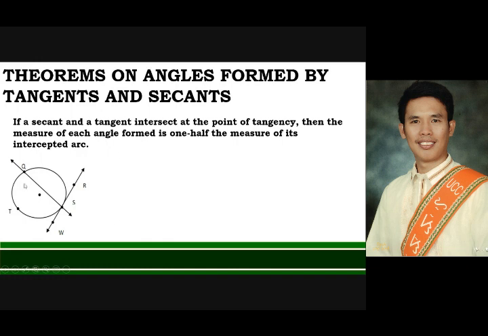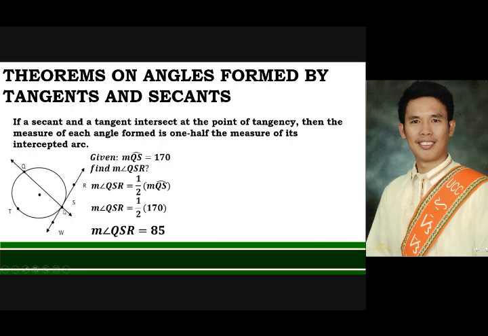So, dito, kunyari, yung angle na na-form natin ay QSR. Kukunin lang natin yung 1/2 ng arc QS. For example, if arc QS is 170, what will be your QSR? So, simple lang. Kunin lang natin yung 1/2 ng QS, kasi ito yung intercepted arc niya. Okay? So, we have 1/2 times 170. The measure of angle QSR is 85.